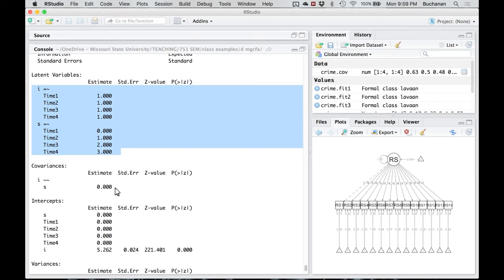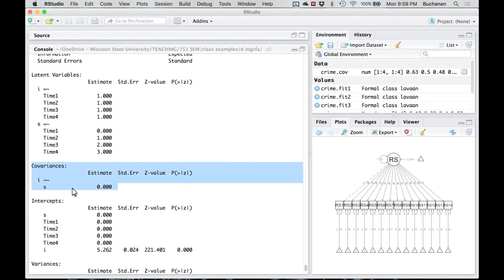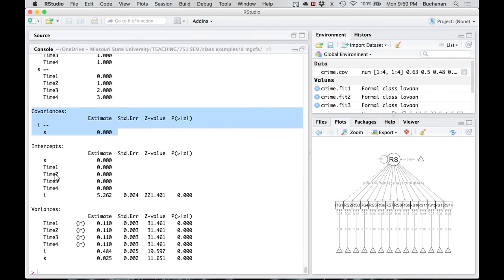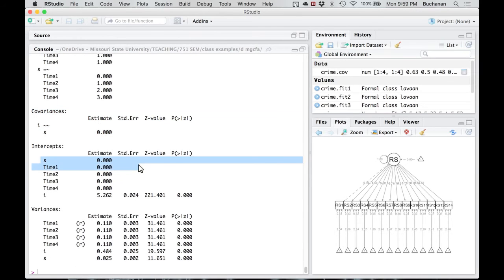The covariance between the intercept and the slope is 0, which is what we set, and you want that. The intercept for slope, which remember, intercept in this sense means mean, is 0, so we're estimating no slope at the moment. The intercept for the intercept, or the average intercept, is 5.26. It dropped just a little bit. The residual variances dropped more, which is always good for us. And there is a bit of variance around a 0 slope.